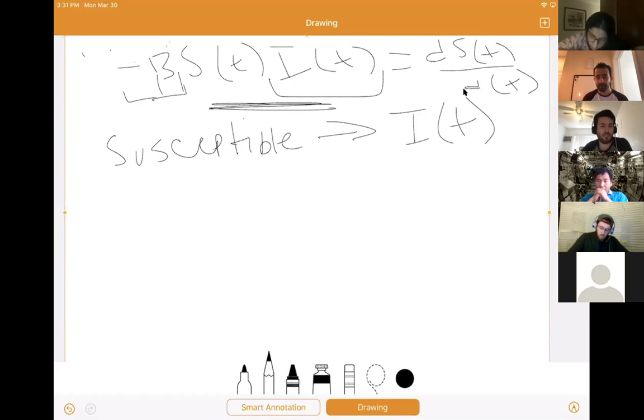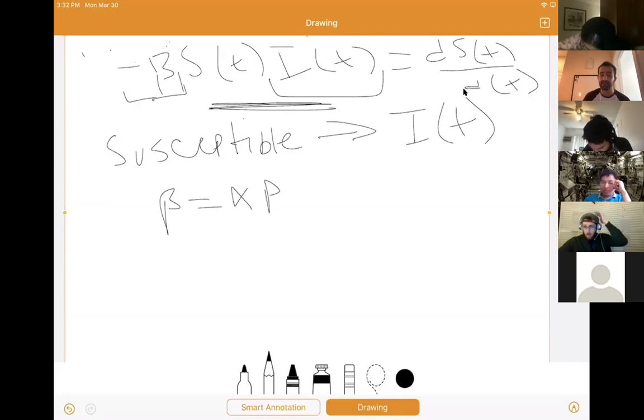So really, the thing that's actually going to be driving how many people are transitioning from being susceptible to being infected is going to be governed by beta. And beta is basically a way of capturing the degree of contamination. So how likely it is for you, given an interaction with someone else, to actually contract the disease. Make sense? So the way I've written this in the notes is you can really think of decomposing beta into two terms, alpha and p.